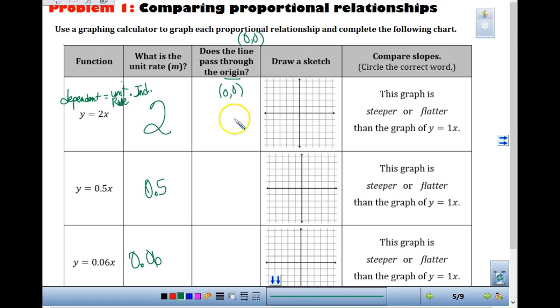The question said, sketch it. Does it go through 0, 0? Yes. So sketch this line, 2x. How do we sketch it? Up 2 and over 1. Up 2 and over 1.